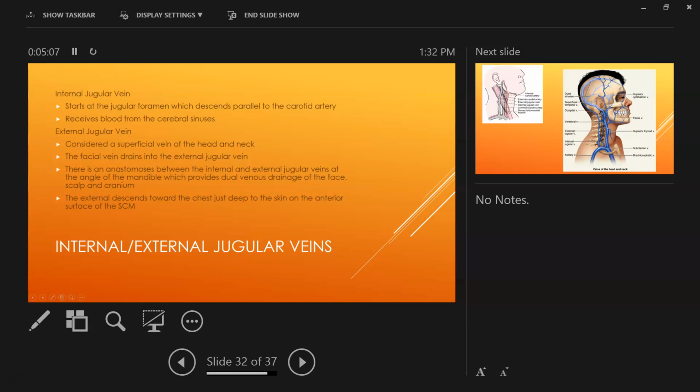A couple of other veins we need to think about are veins that return blood down to the heart from the head and the face. There are two of them: the internal and the external jugular veins. The internal jugular vein starts at the jugular foramen, which we know is in the base of the skull, in the occipital bone, and descends parallel to the carotid artery. So the internal jugular runs parallel to the carotid artery, but much more superficial. Basically, it receives blood from those cerebral sinuses that I talked about previously.